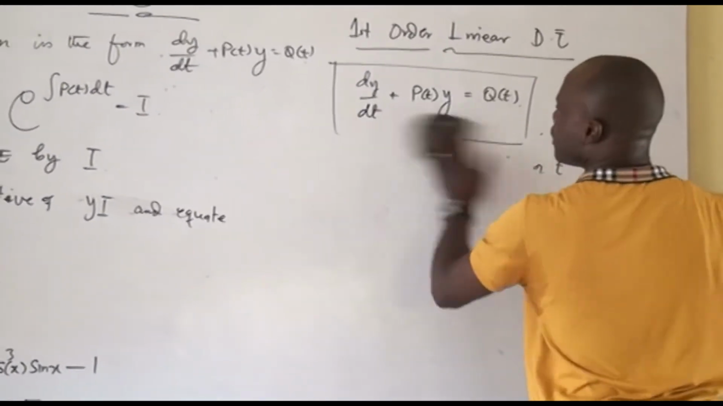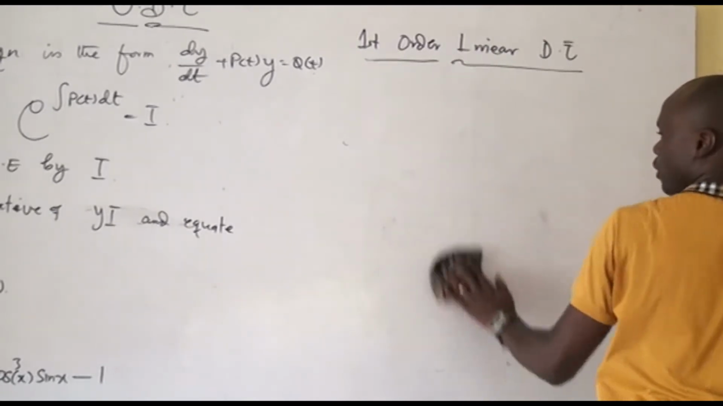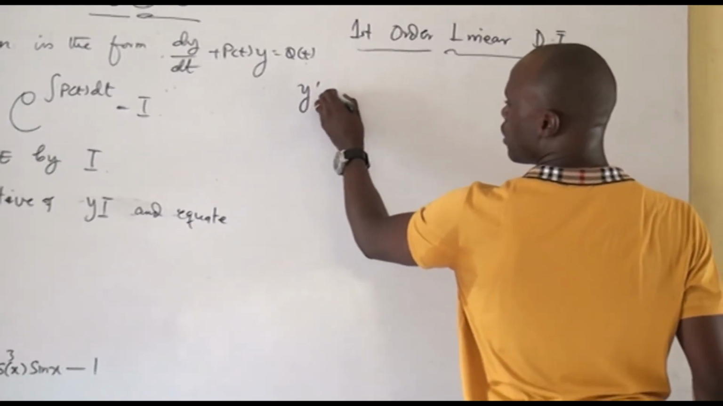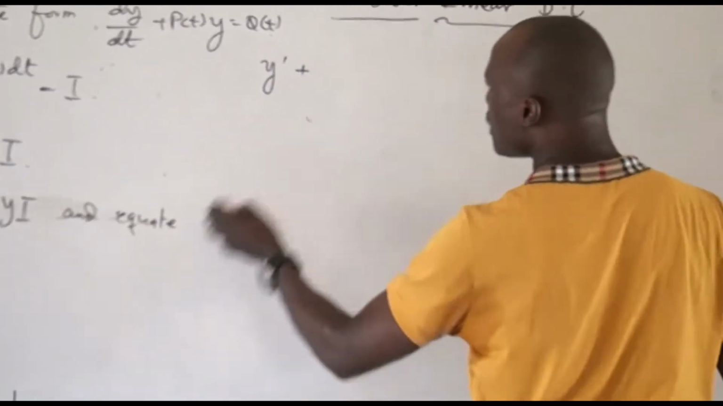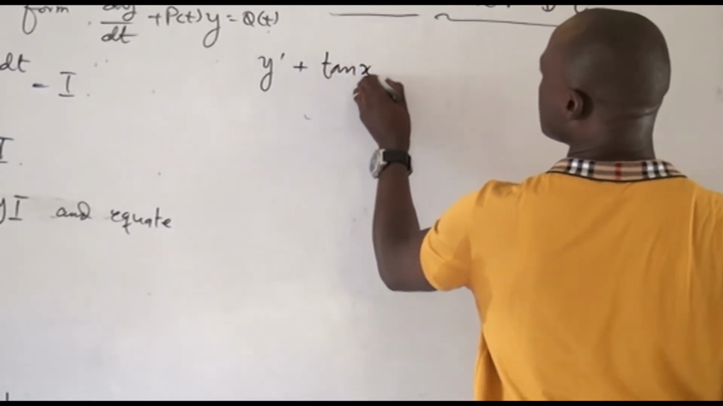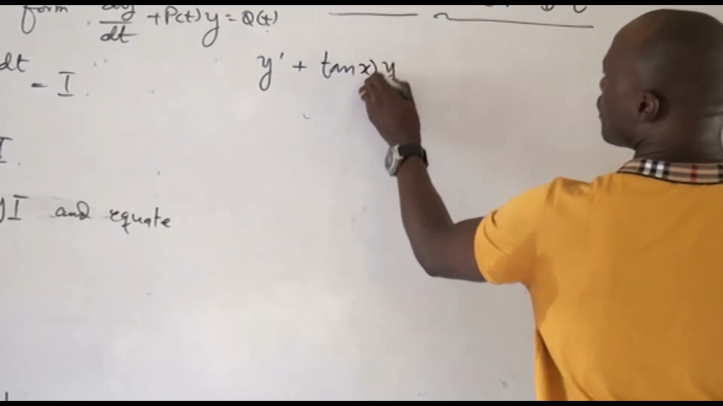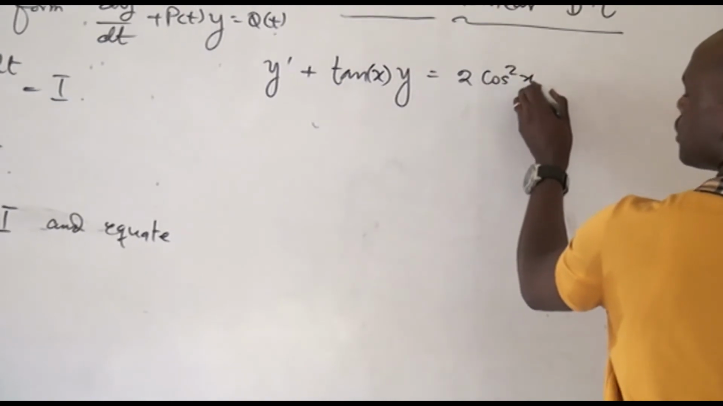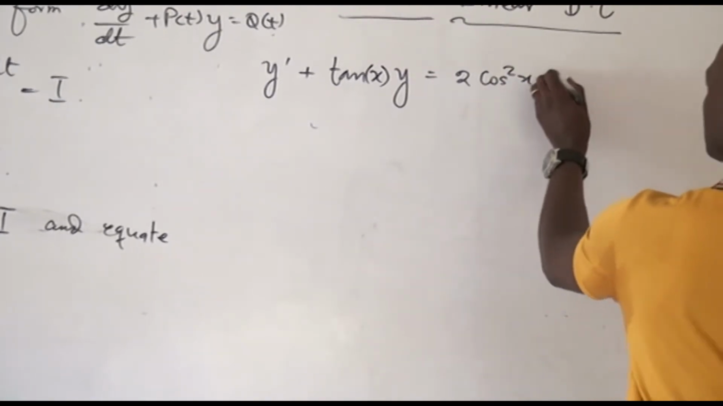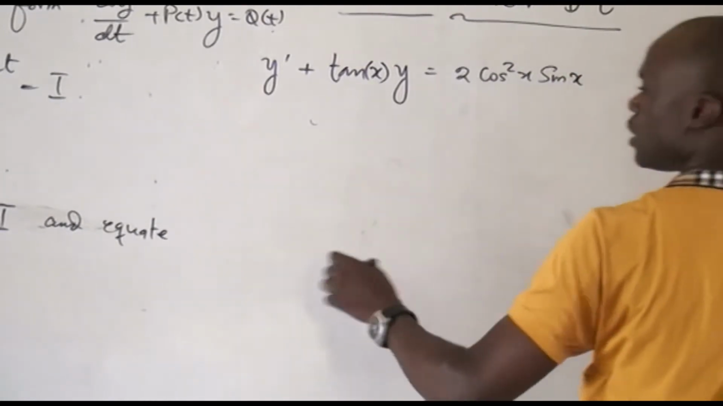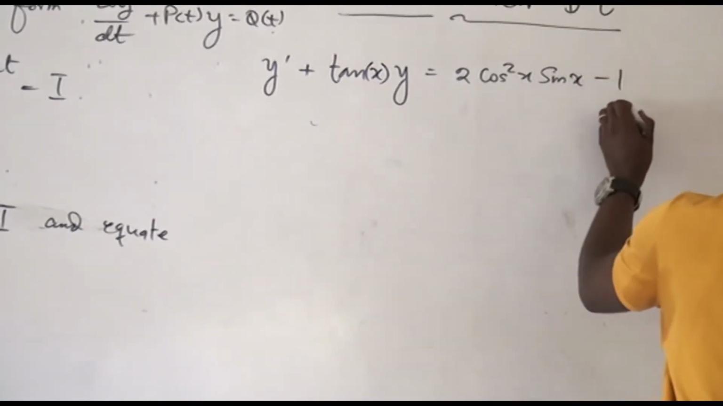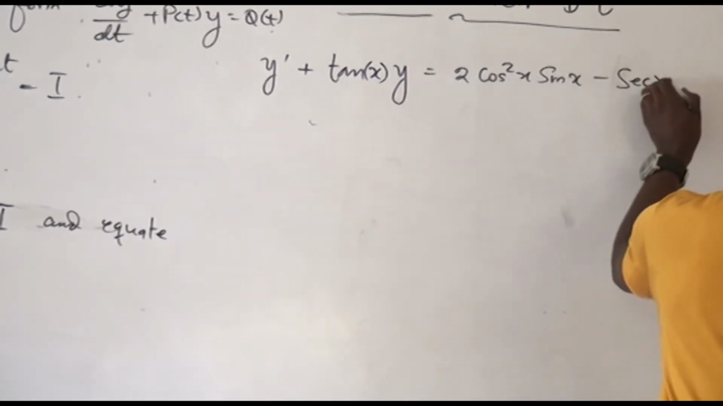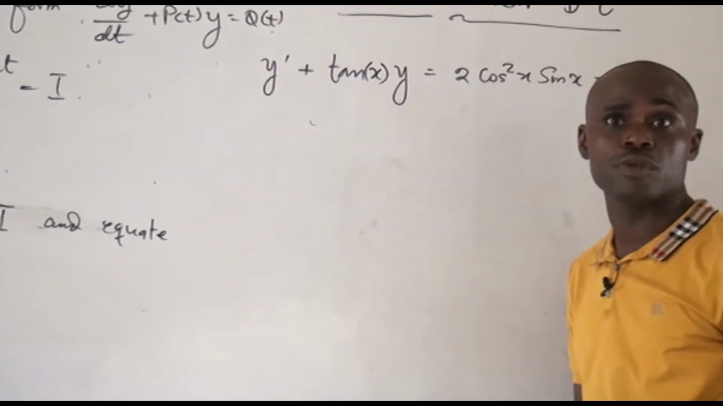Okay, let's do that. We divide through by cos x, we are going to have y prime plus sin x over cos x, and that's going to give us tan x times y. Take note that these are not products. Equals 2 cos squared x sin x minus 1 over sin x, which is going to be sec x. I hope you know all this. Please always check my videos to understand all this.